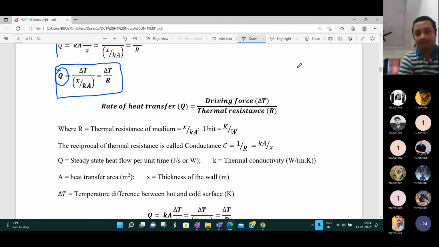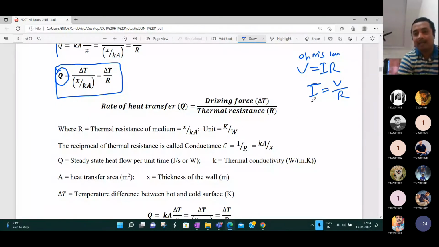Like V is equal to IR. This is which law? Ohm's law? Yes or no? You know. I think yes, sir. Jivan, am I correct? Yes. Ohm's law. This is for currents, you know. Then what we can write? I is equal to V by R.